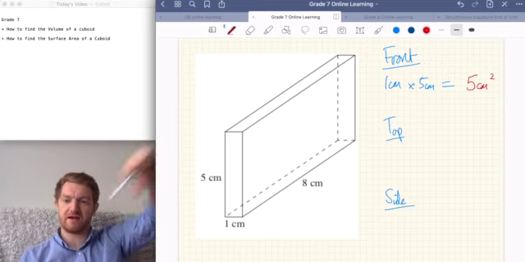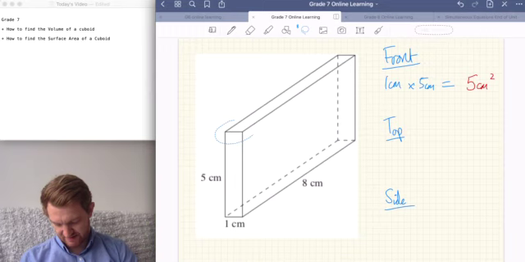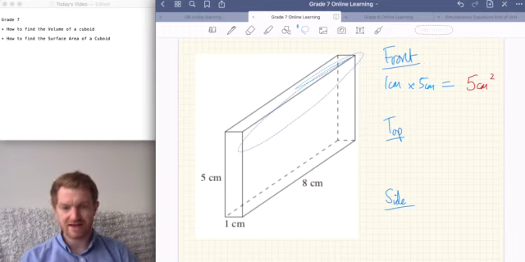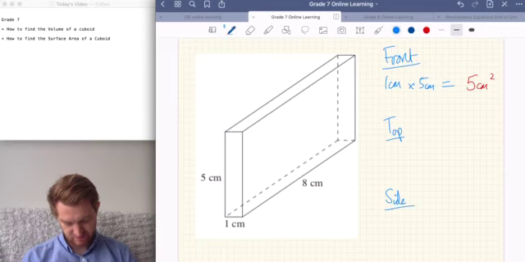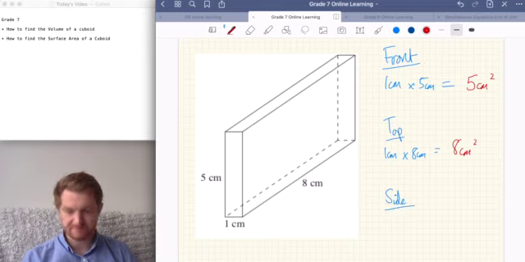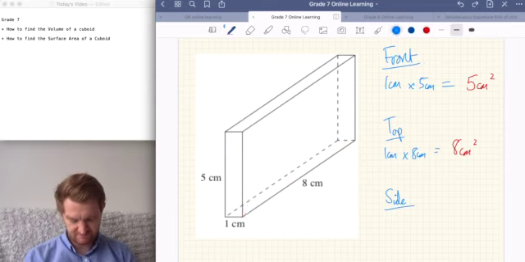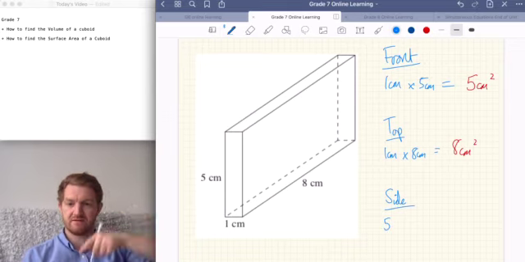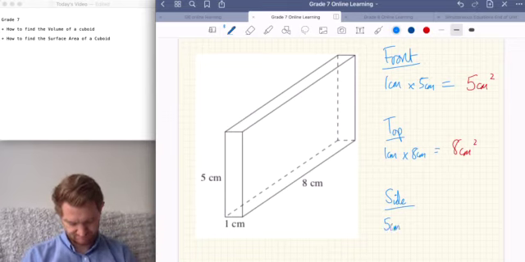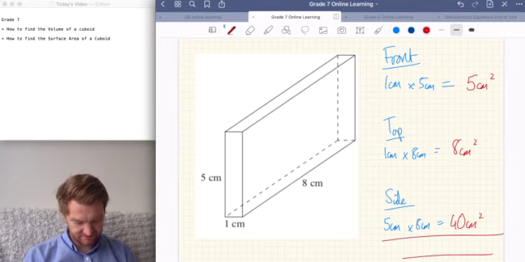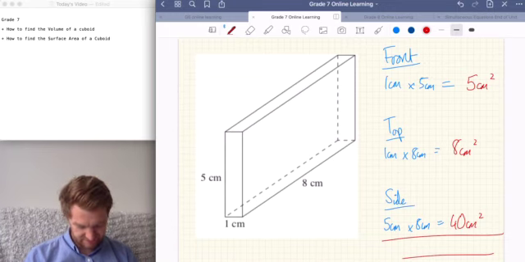Then let's think about the top, that long thin bit on the top. This side here is 1, and we've got a long 8. So we say it's going to be 1 times 8, and that's 8 centimeters squared. Finally, the side is quite a long tall bit here. So it's 5 by 8. 5 is that bit, 8 is that bit. And that's 40. And if we added those all together, 40 plus 8 plus 5 would be 53.